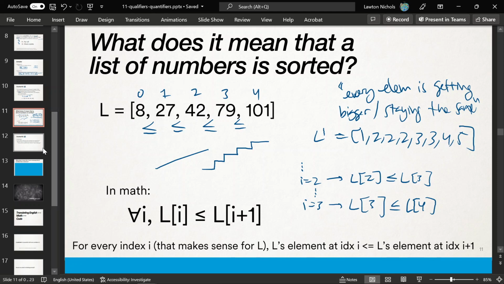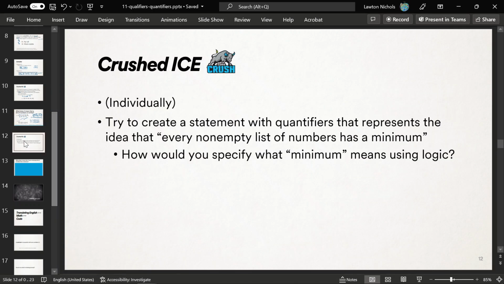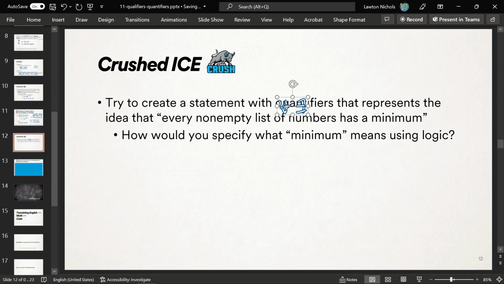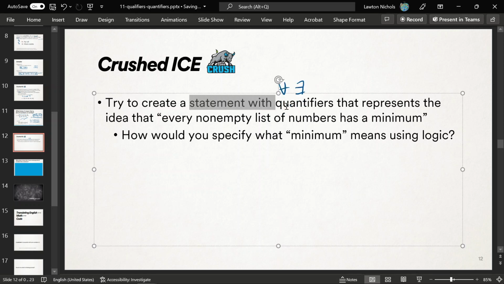All right, so if you're happy with this, this is the idea: try using your quantifiers, your for alls and your there exists. I don't think this needs to be individual. With your group, try to create a statement with quantifiers this time that represents the idea that every non-empty list of numbers has a minimum number.